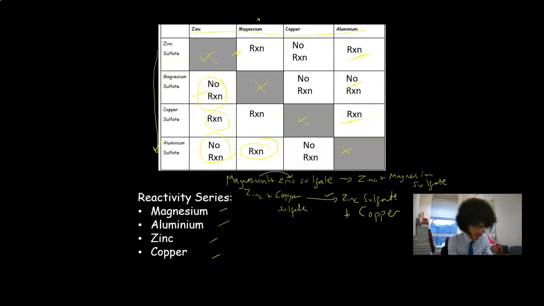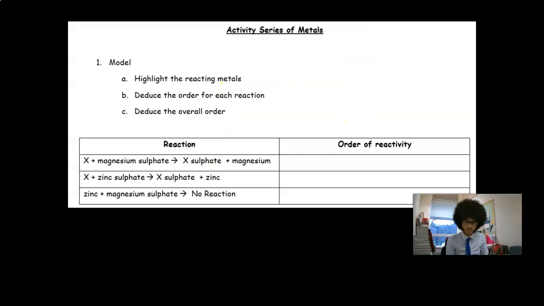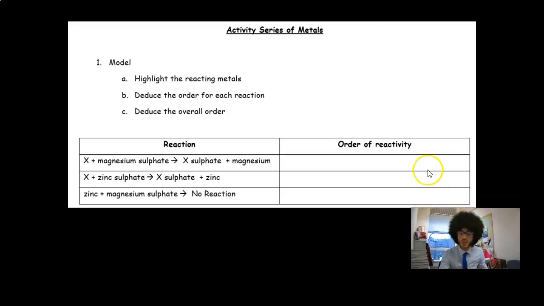Now, the other type of problem you might get is if they just show you the reactions themselves. A classic question you might get is to highlight the reacting metals, deduce the order, and deduce the overall order. Let's look at each of these reactions. I've got some mystery metals here: X, magnesium, and zinc. Often they will give you letters for elements, because if they give you the elements themselves, it might be too easy to answer the question, because you might know the reactivity series from what you've remembered.